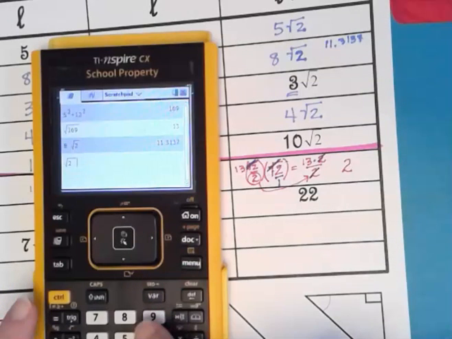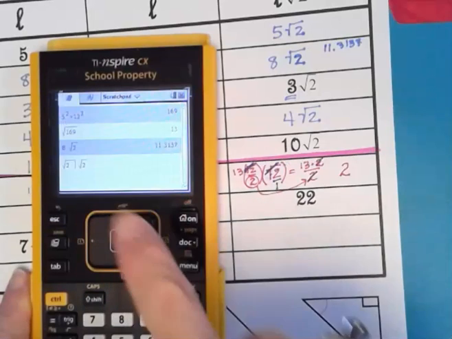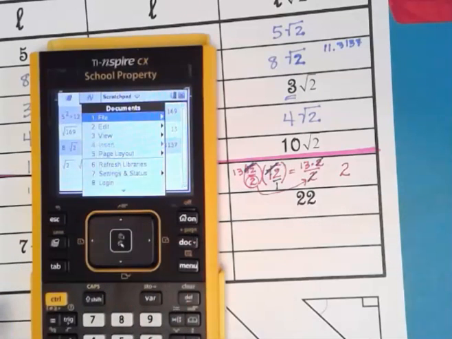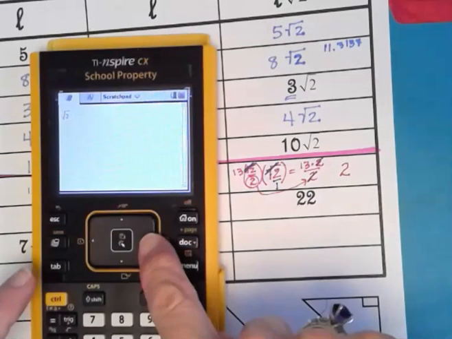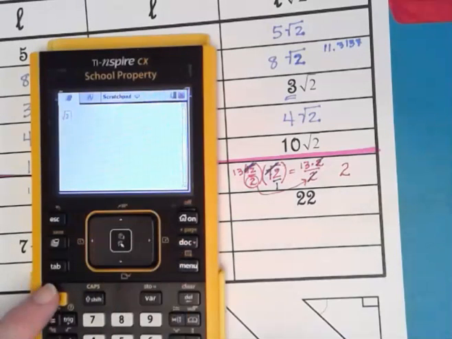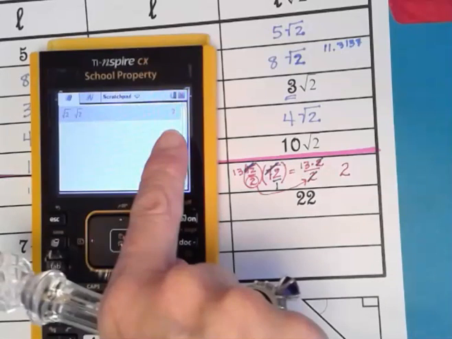Times... See if that's going to work. Okay, I did too much. Just a minute. Let's go control square root 2, arrow out of the radical, times control square root 2. There you go. Square root of 2 times square root of 2 will always equal 2.